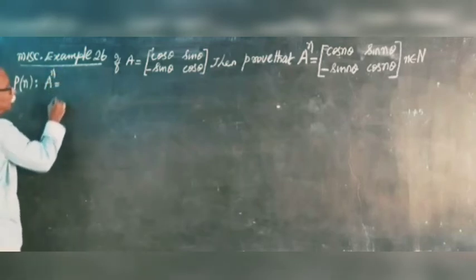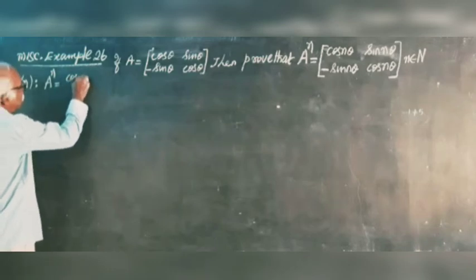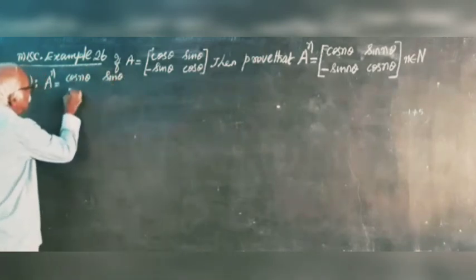Let P(n) be such that A^n equal to [cos n theta, sin n theta; minus sin n theta, cos n theta].